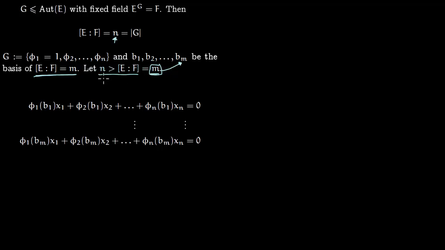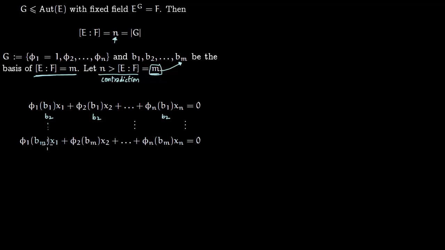And we want a contradiction. So consider the following system of equations. You have phi 1 acting on b1 x1, phi 2 acting on b1 x2, phi n acting on b1 xn. Then again you will have phi 1 acting on b2. So in this entire row you have everything acting on b1. In the second row you will have everything acting on b2, and so on. And in the last row you have phi 1 acting on bm x1, phi 2 acting on bm x2, and then phi n acting on bm xn.